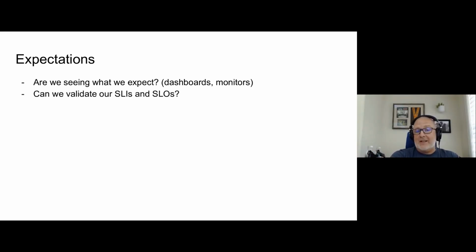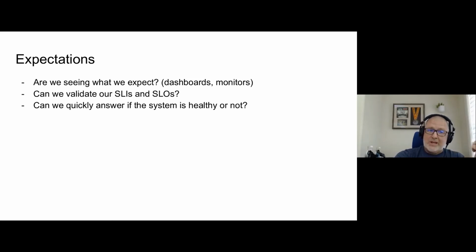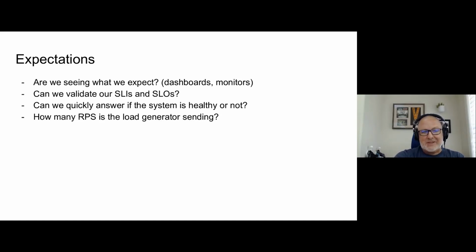Can we actually validate our SLIs and SLOs when we put traffic on it? Are we able to sort of hit that 3 a.m. question? Is, like, my system healthy? Is it not? If it's not healthy, do I get the directionality that tells me where I need to look to sort of help triage and fix that quickly? Can I answer a simple question? If it's like we saw earlier where I was bouncing all over the place just to find requests per second, this should be very simple.